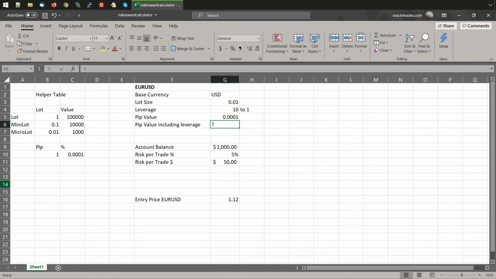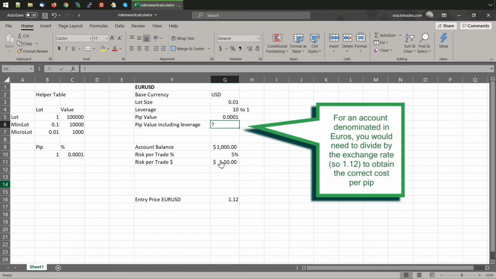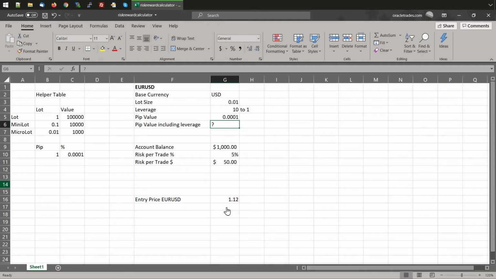So how does that work? We're going to take the general pip value. Because we are using a base currency of US dollars and the trading pair has a base currency of euros, we don't have to make any calculations to recalculate or rebase the value, because essentially what this means is you can buy €1. For €1 you have to spend $1.12 at this point. So we already have the cost of €1 in US dollars.